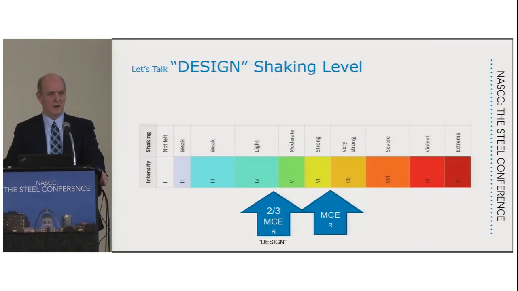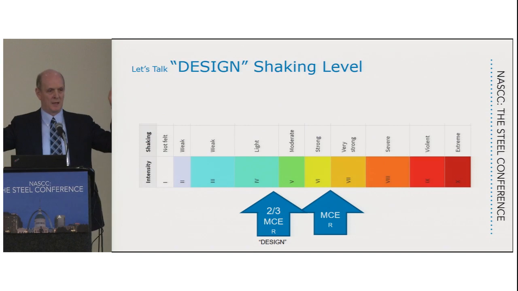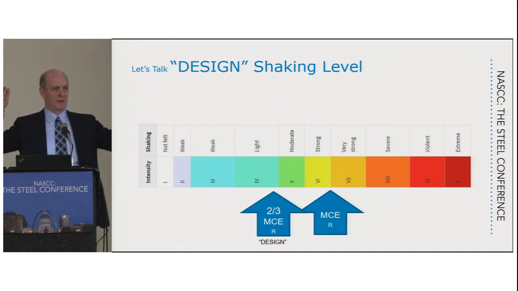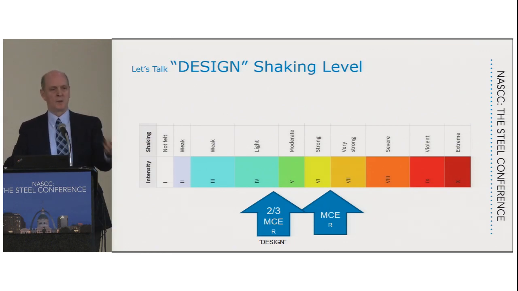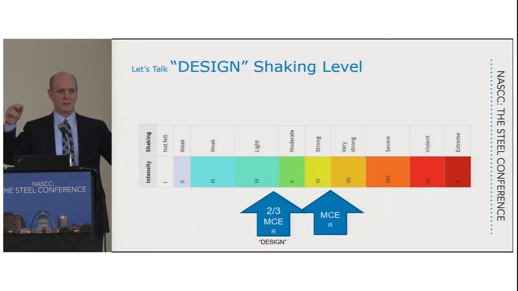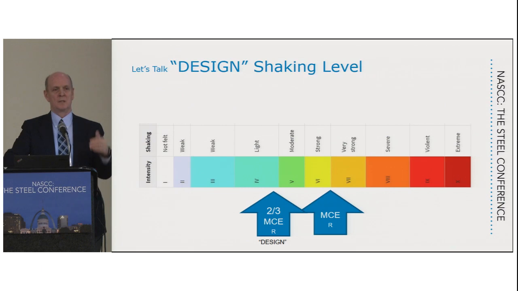Now, I'm going to put up, in here, I put in capital letters and in quotes the word design. And I put it in capital letters with quotes because that has a specific engineering meaning. For the non-technical audience, we design buildings to not collapse in the MCER. We design them to have better performance in this 2/3 MCER. But to the code writers and to the engineers, this is our design level event. So if we say we're designing this building to be operational after an earthquake, what we're really saying is we're designing this building to be operational if it experiences the 2/3 MCER shaking intensity.